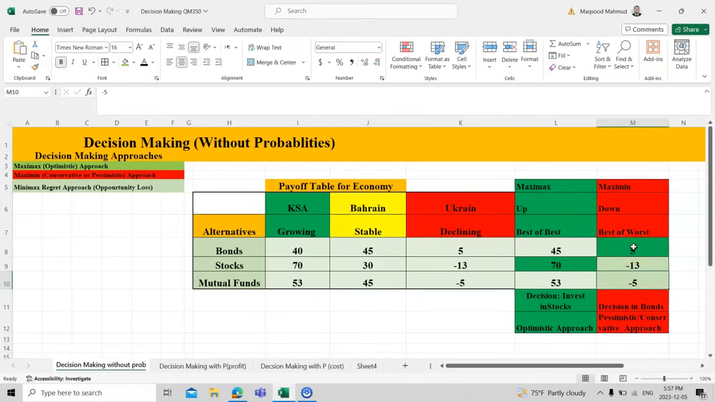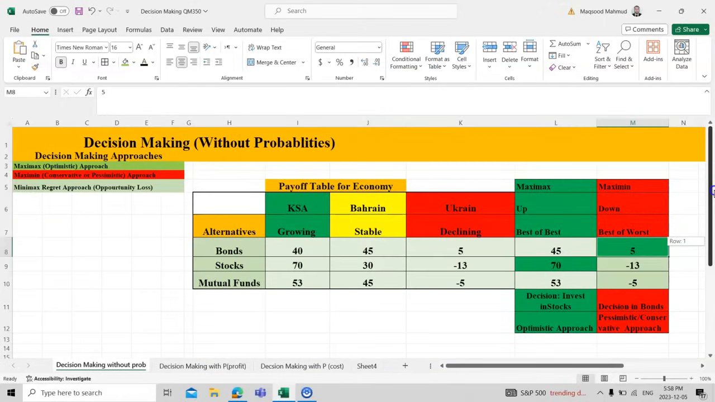Out of these three choices, the maximum of these minimums is in bonds, so 5 is the answer. Our decision would be to invest in bonds if we don't have another choice. This approach is called the pessimistic approach or conservative approach.